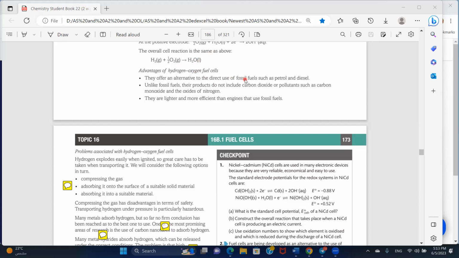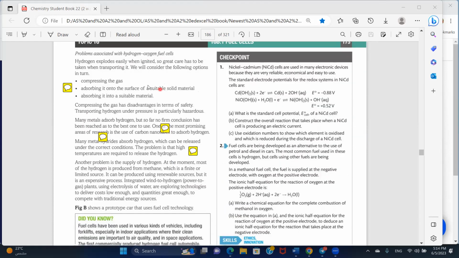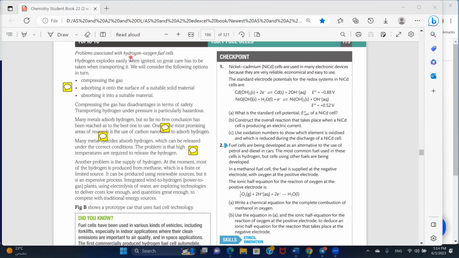They only produce water, which is not a pollutant at all, but the carbon dioxide produced from the fossil fuels causes global warming due to the greenhouse effect, and the sulfur dioxide produced causes acid rain, as we usually study. They are lighter and more efficient than engines that use fossil fuels. Of course, there are some problems associated with the hydrogen oxygen fuel cells. That's because of the hydrogen.